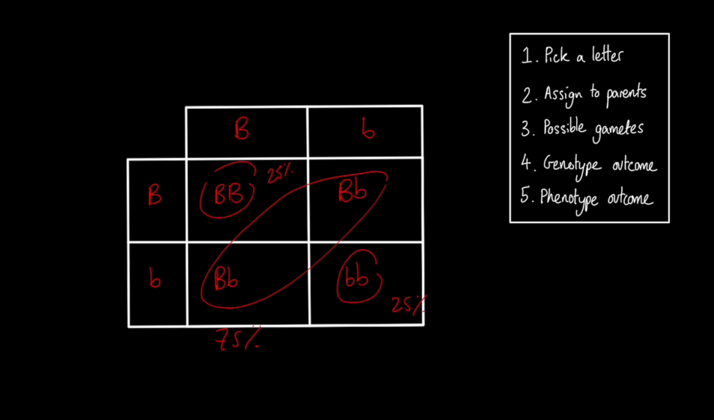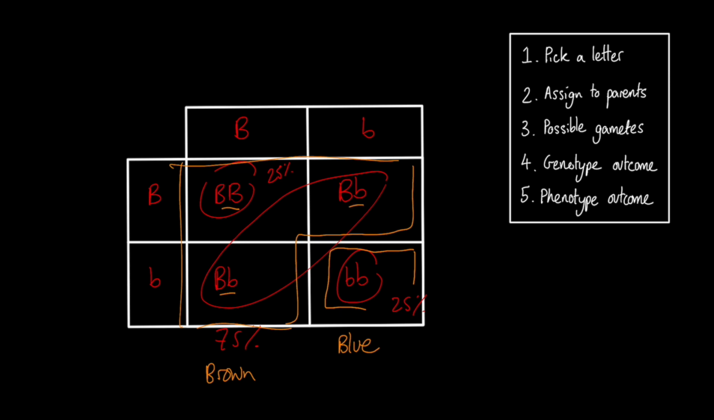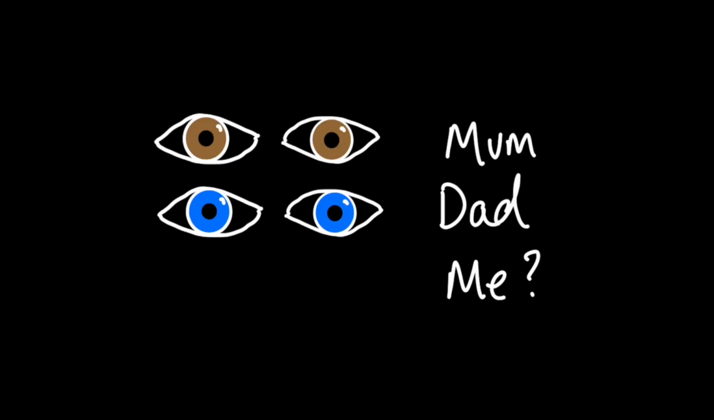But then the other thing we need to take into account is the phenotype outcome. What about the actual colours of the eyes that might turn up? Little b, little b is going to be blue eyes, but everything else is going to be brown eyes, either because it's homozygous, because we've got our two big B's together, or because it's heterozygous and that leaves it brown eyes as well. So 75% brown and 25% blue. So hopefully that gives an idea of what actually are the outcomes of this, and using our Punnett square is a really good way to map it out.